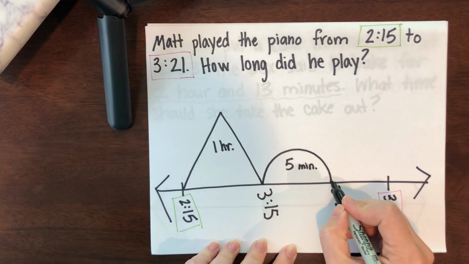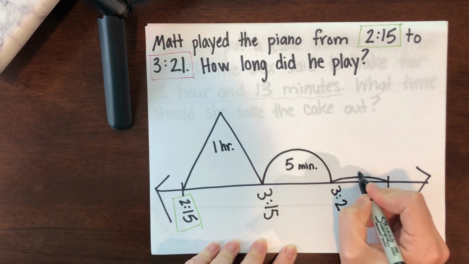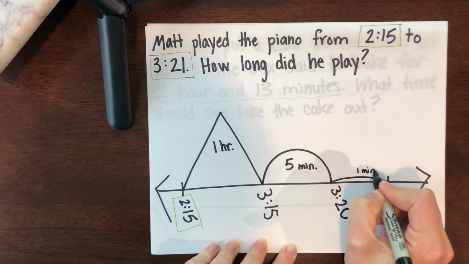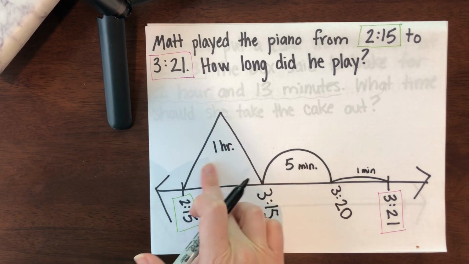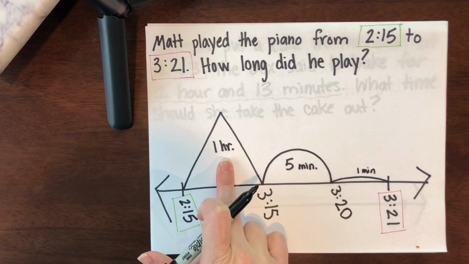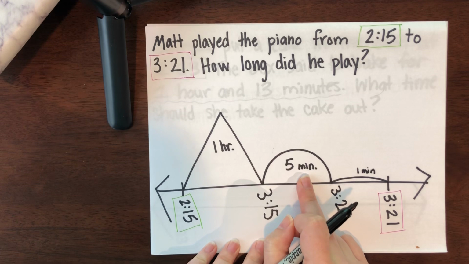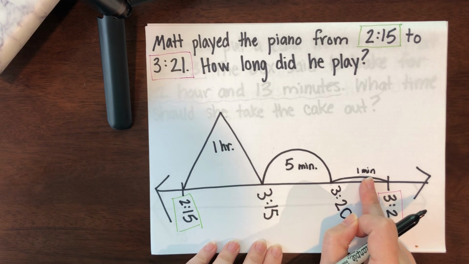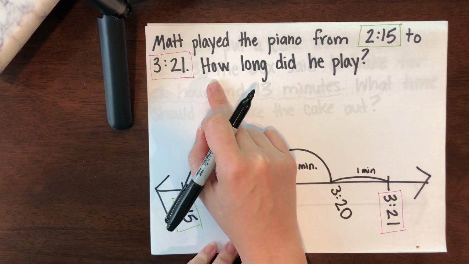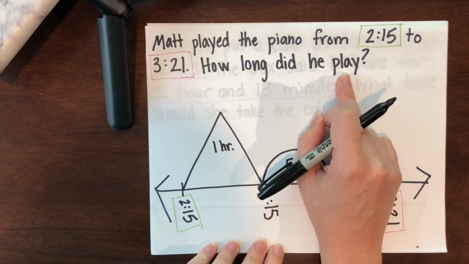So this one's going to be really little, and I'm going to draw 1 minute, because that will get us to our ending time. So I've so far drawn one mountain that's an hour, one hill that's 5 minutes, and one rock that's 1 minute. But I haven't figured out the answer to the problem yet. The question says, how long did he play?